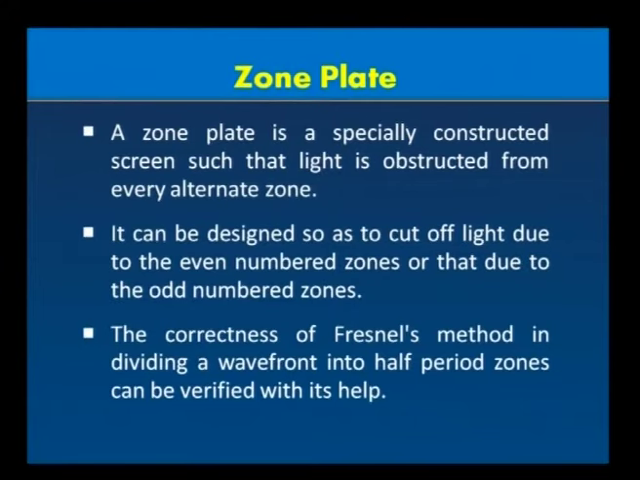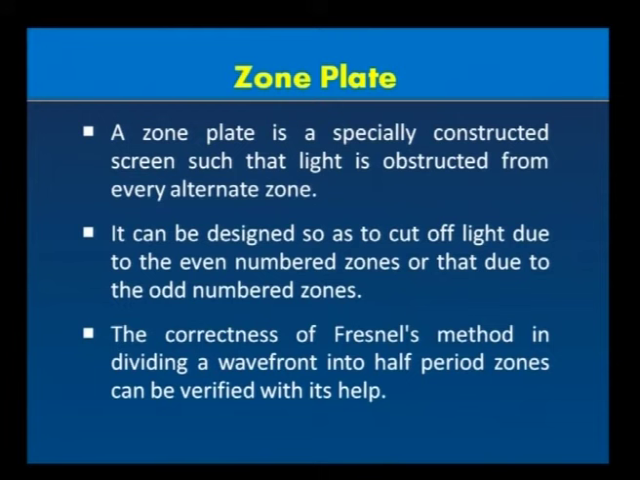A zone plate is a specially constructed screen such that light is obstructed from every alternate zone. Light will be obstructed from the first zone. If it allows light, the second zone will cut the light. The third will allow, fourth one will cut, fifth one will allow. So light will be coming from the first zone, third zone, fifth zone, or the contrary.